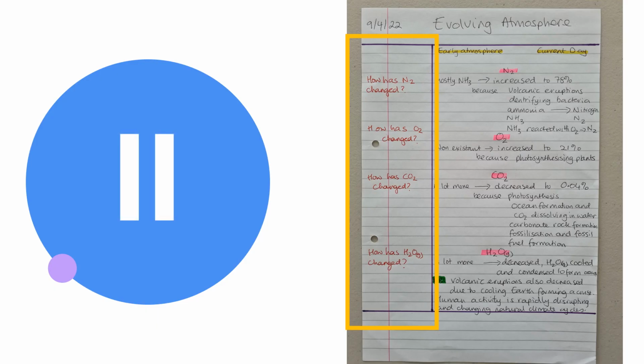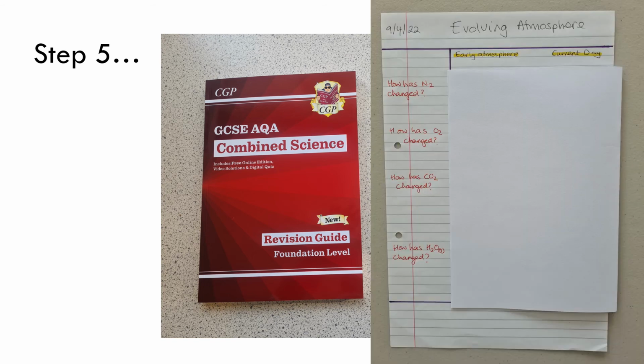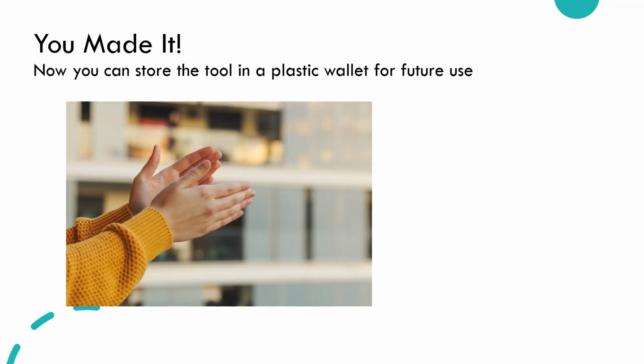Step 5, once you've completed this, you can now cover the key points with a bit of card or paper and see if you can recall the information using only the keywords or clues that you have listed on your left-hand margin. You've now made the interactive revision tool, in this case Cornell Notes.